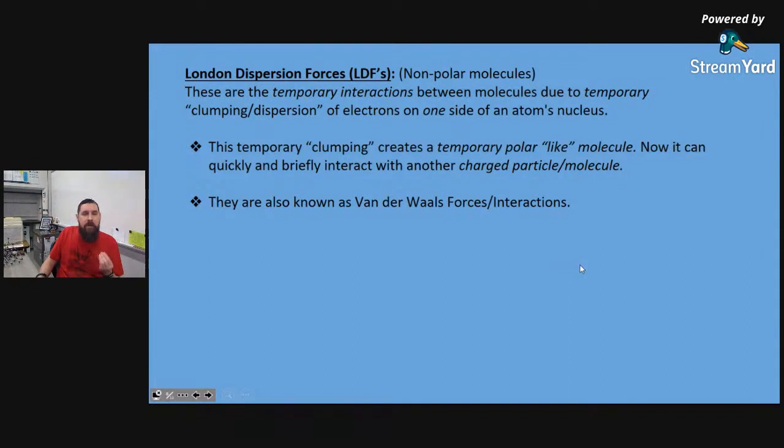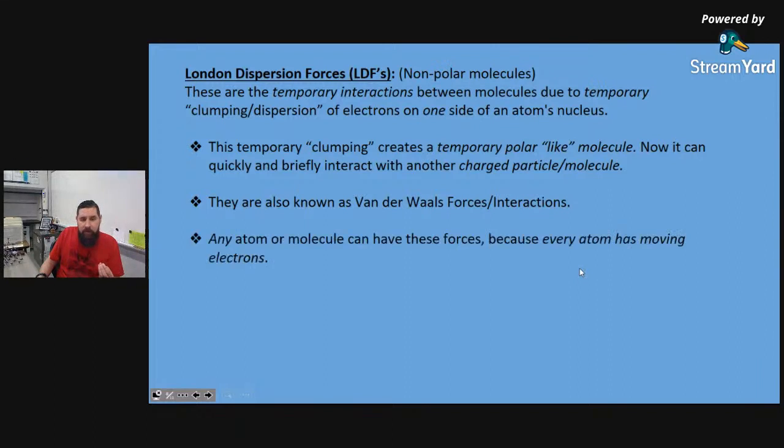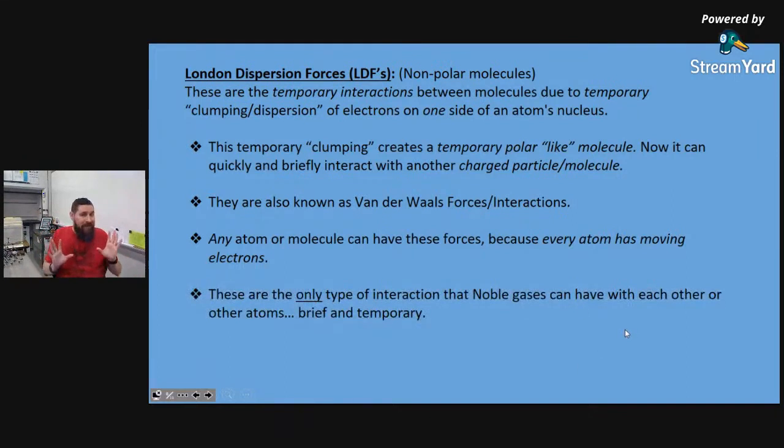So if you take biochemistry and you study enzymes, you'll talk about London dispersion forces or van der Waals interactions. Other key thing, any atom or molecule can have these types of forces because every single atom or molecule has moving electrons. This is the only type of IMF that noble gases can have. This is what keeps molecules of helium together, neon, argon, these London dispersion forces.